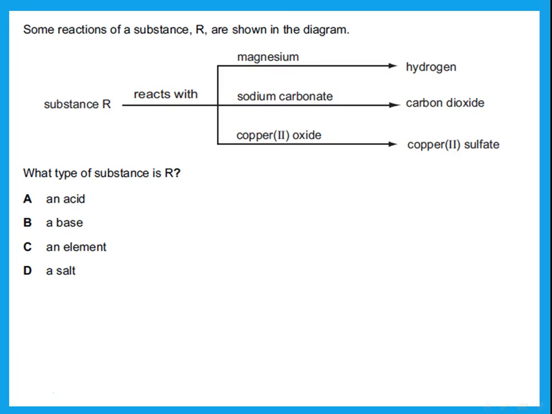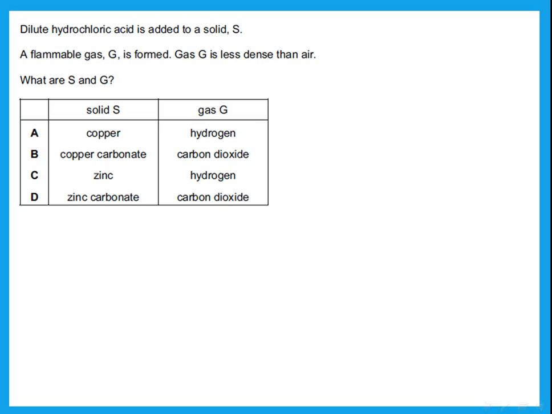Okay. He's saying some reactions of the substance R are shown. He says R reacts with magnesium and with carbonate and with copper oxide. That means it reacts with metal, with carbonate, with base. What is the substance that will react with these things? Of course, it must be an acid.